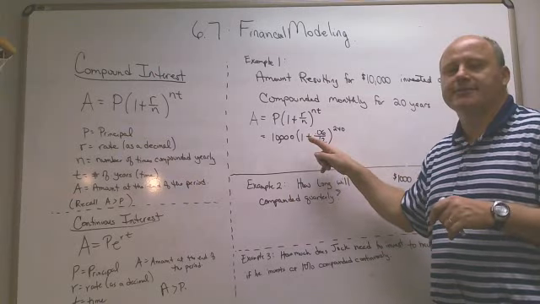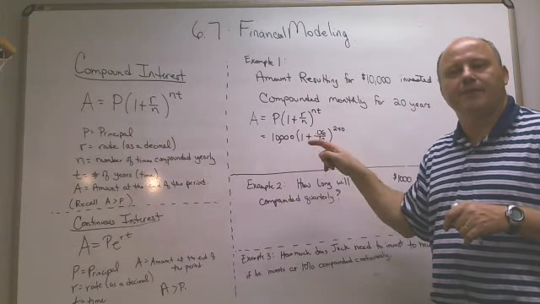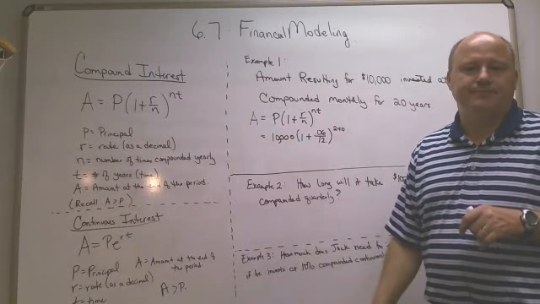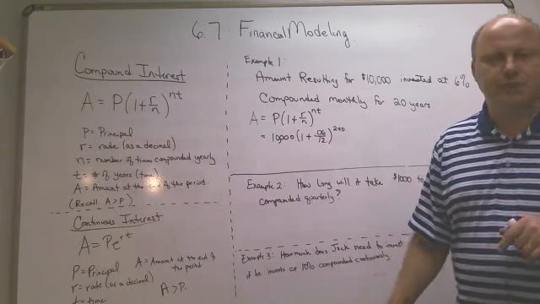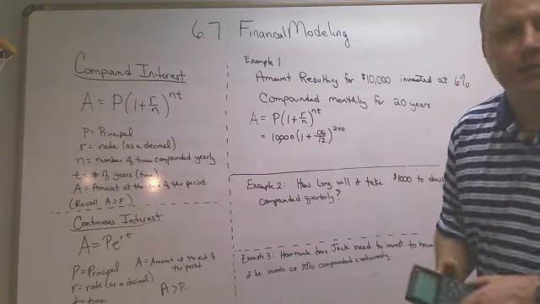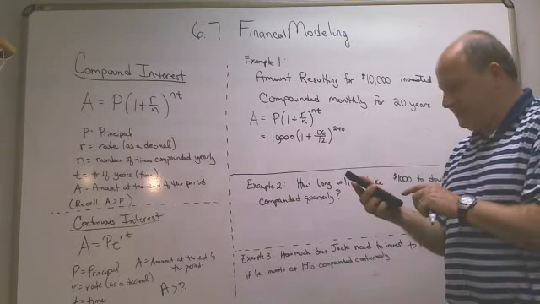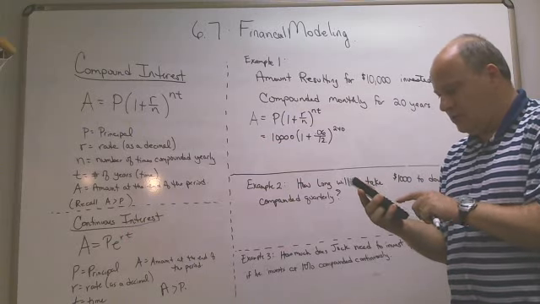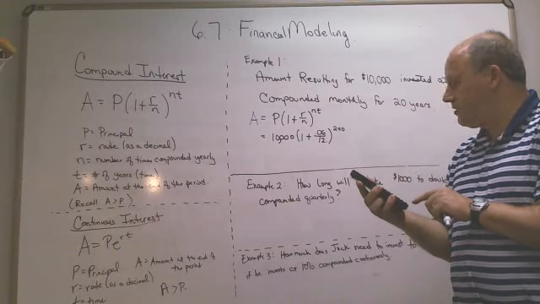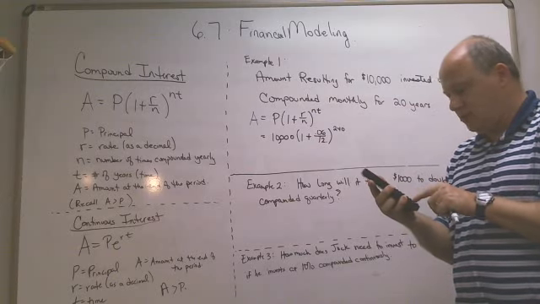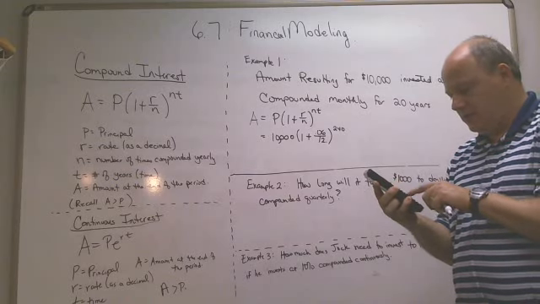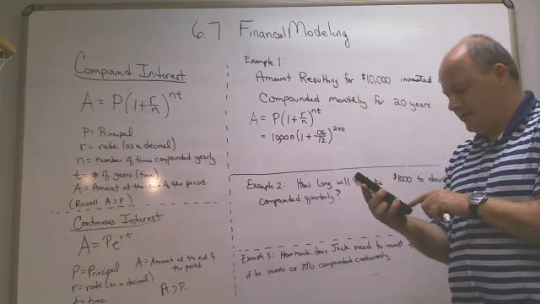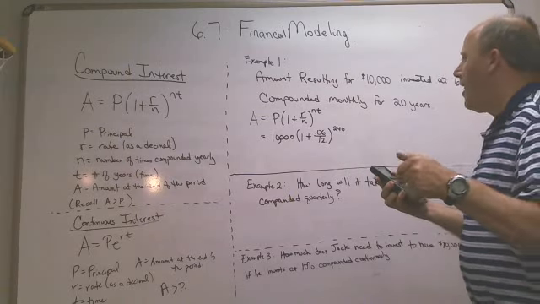So you just get 10,000 left parentheses 1 plus 0.06 divided by 12 all over, and then raised to the 240th power. Those 2-line calculators are super nice these days, and I wish I had that when I was a student. So we got 10,000, 1 plus 0.06 divided by 12, and raise that to the 240th power.